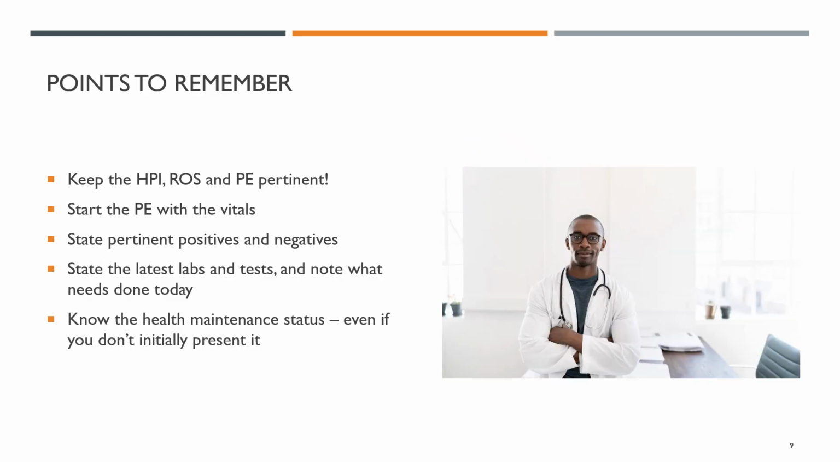So in summary, whenever you are presenting to your preceptor, you want to keep the HPI, review of symptoms, and physical findings that you report to them succinct and pertinent. You don't need to give normal findings unless it will contribute to ruling out a diagnosis or ruling another diagnosis in. You want to start your physical exam with the pertinent vital signs, and then state pertinent positives and negatives of your physical exam findings.